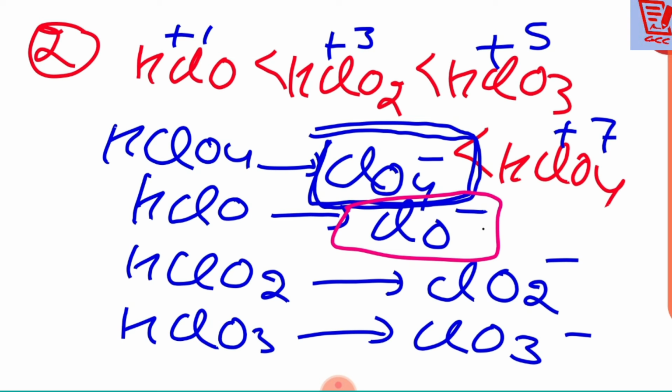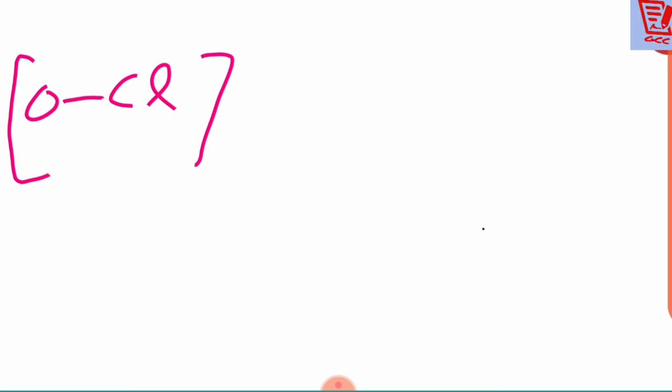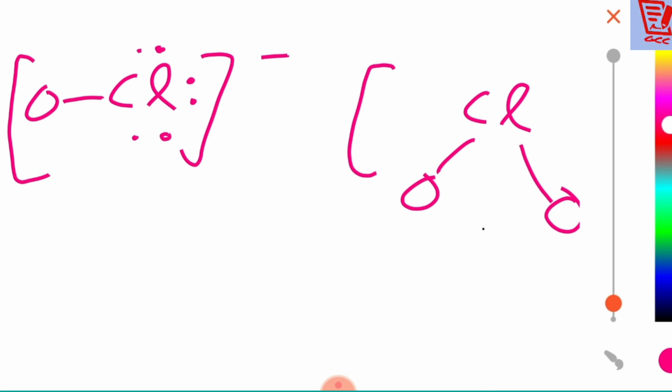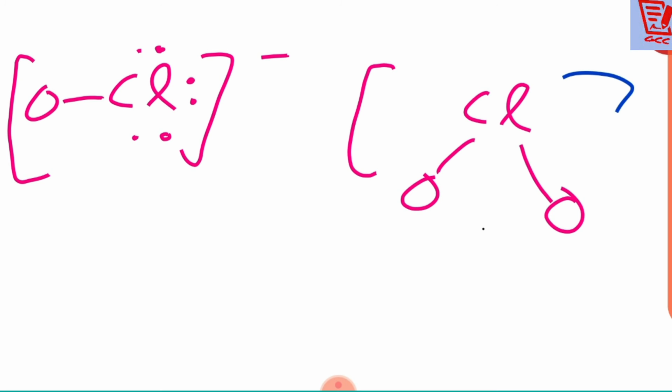Now we will find out the reason why ClO4 negative is maximum stable after removal of hydrogen and ClO negative is least stable. You just see there, all of you. Now we are going to make the structure of all. Suppose first of all I am going to make the structure of ClO negative. This is the structure of ClO negative. Next one ClO2 negative. Then what will be there? You must see.